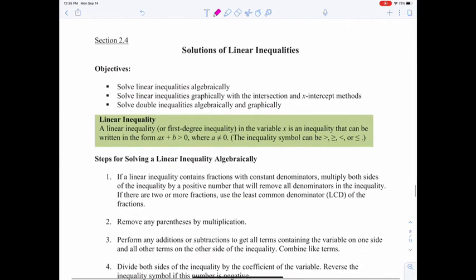All right, we're now on to section 2.4, solutions of linear inequalities. So not equations anymore, inequalities. All right, so let's see.